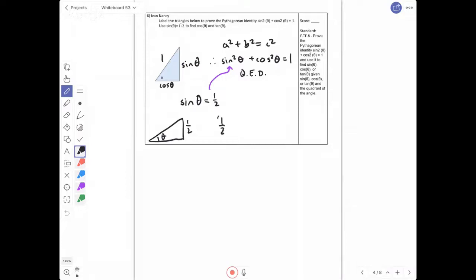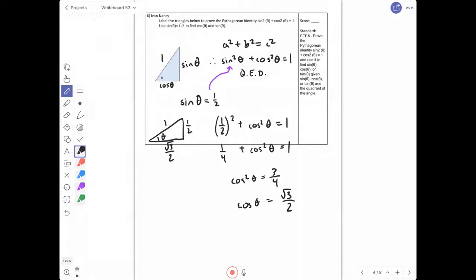So then I'd get 1/2 squared plus cosine squared theta equals 1. So 1/4 plus cosine squared theta equals 1. So cosine squared theta equals 3/4. So cosine theta equals root 3 over 2.